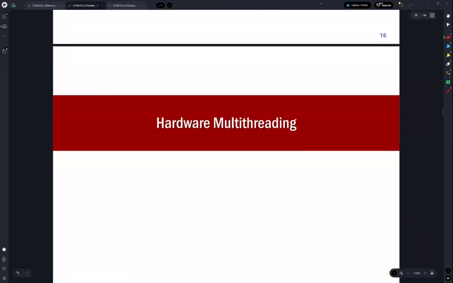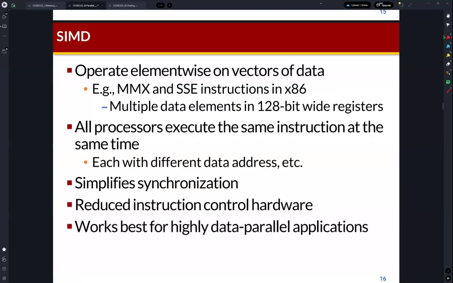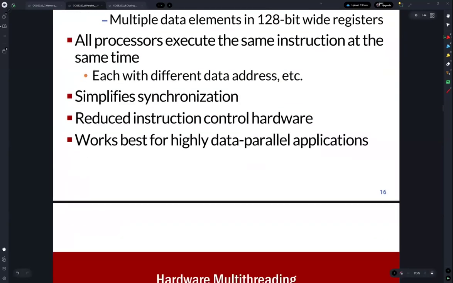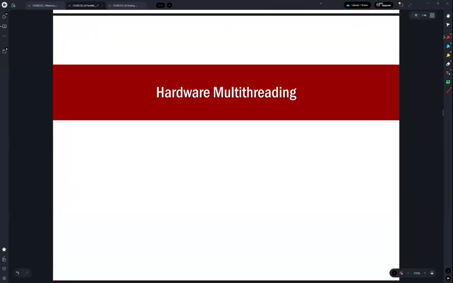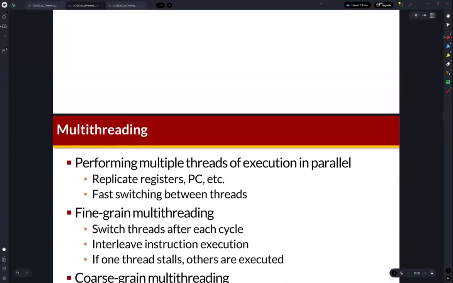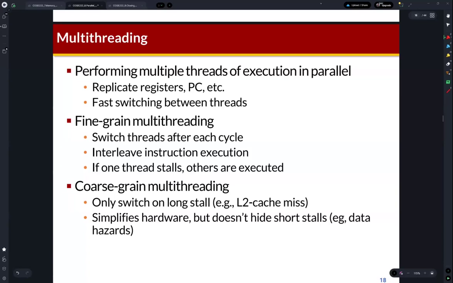So we learned about Flynn's taxonomy, we briefly learned about vector processors, and now we learn about hardware multithreading. Hardware multithreading means that a single core can run multiple threads concurrently. So this is the meaning of hardware multithreading. How can we implement hardware multithreading? What is required?